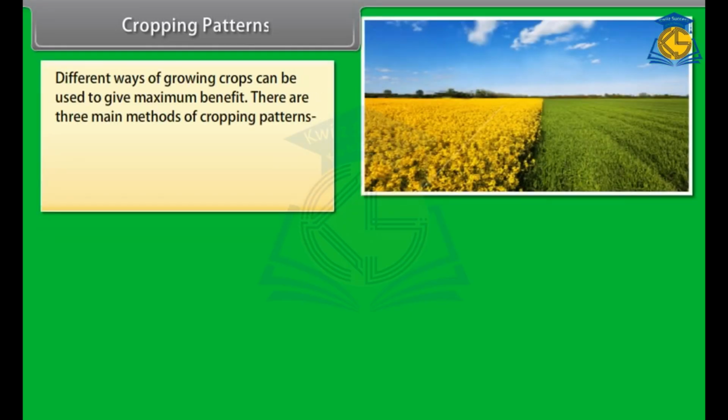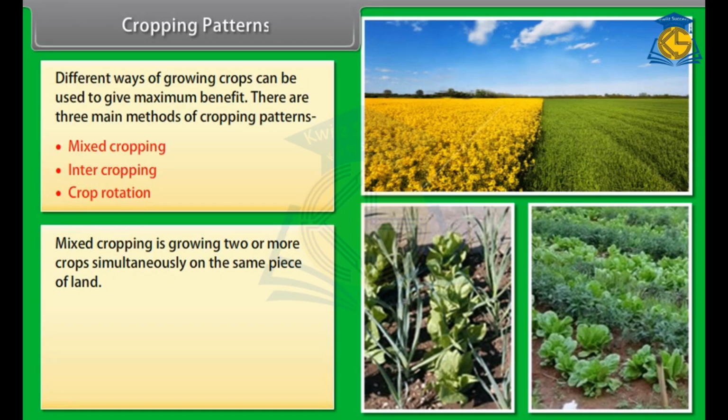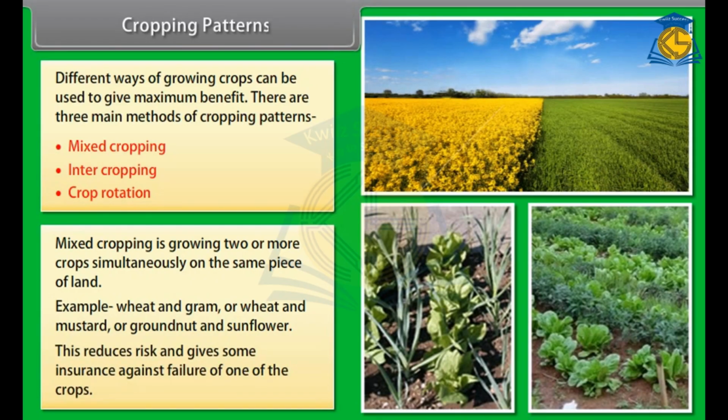Cropping patterns. Different ways of growing crops can be used to give maximum benefit. There are 3 main methods of cropping patterns: mixed cropping, intercropping, crop rotation. Mixed cropping is growing 2 or more crops simultaneously on the same piece of land. Example, wheat and gram, or wheat and mustard, or groundnut and sunflower.